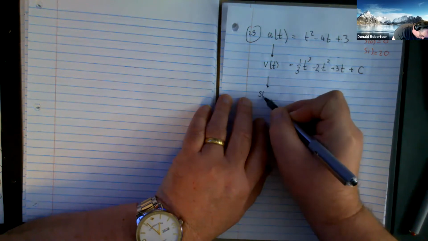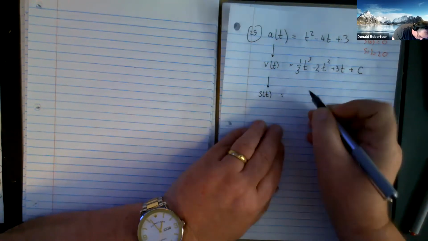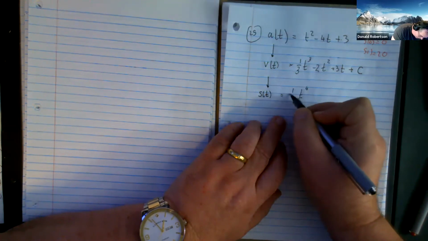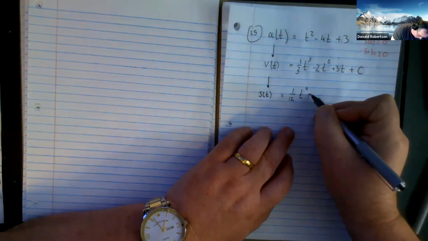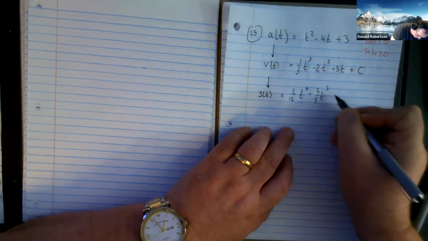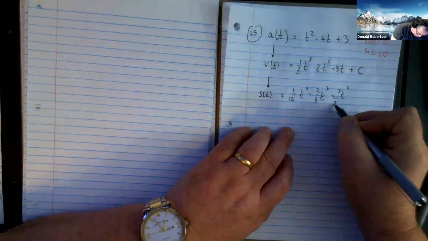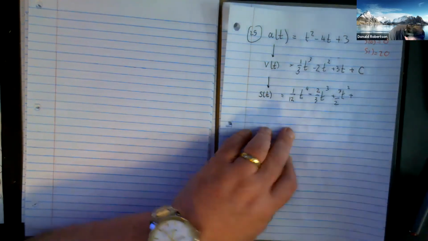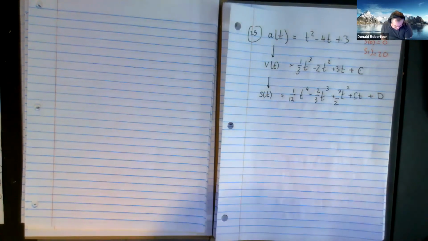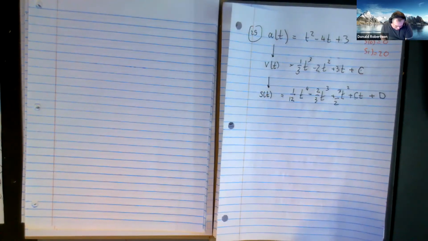To find the position function, antiderivative again. Add 1 to the power, divide by the new power. Now it gets a bit weird. This is a number, so when you find its antiderivative, it's the same number times t, and then you need another unknown constant called d. So far, so good?